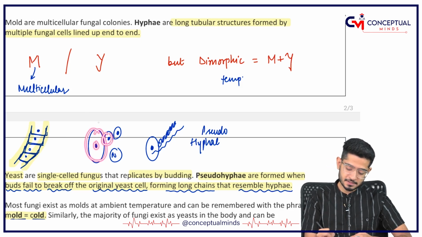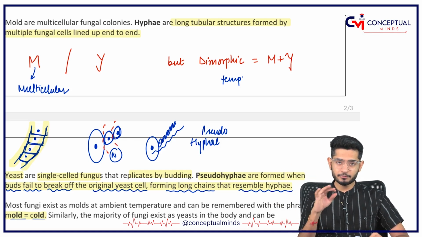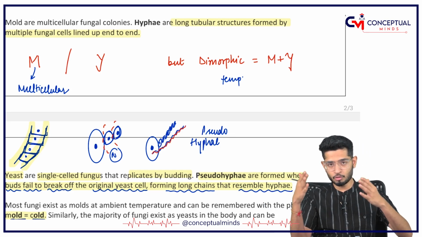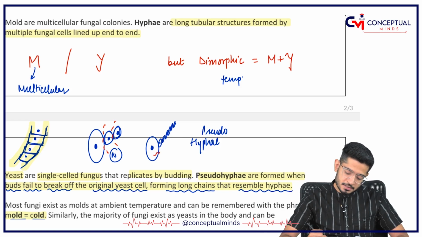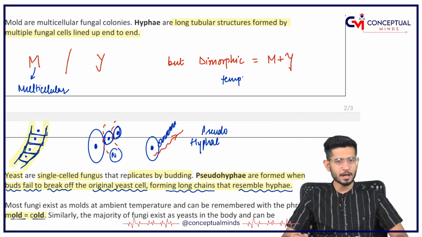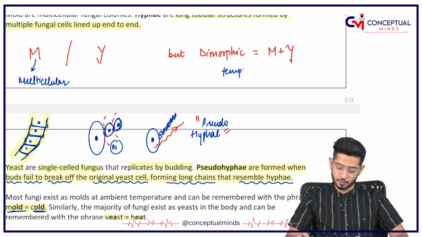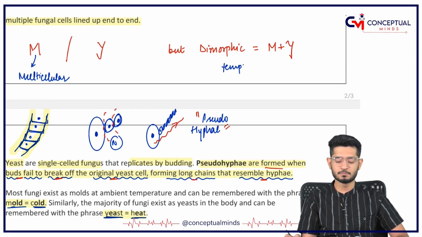And what is yeast? So normally yeast is like this, and this is the budding. These are the buds which are shown, and after some time this bud will cut off and will grow as a new fungus. But for example, this is going to grow, one bud, other bud, but they are not getting cut off. So there will be a similar structure like hyphae produced, but that's not true hyphae because the fungus is unicellular. So that's why it is called pseudohyphae. Pseudohyphae are formed when the bud fails to break off the original yeast cell, forming long chains which resemble the hyphae.